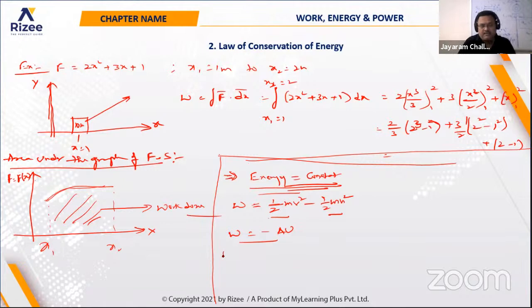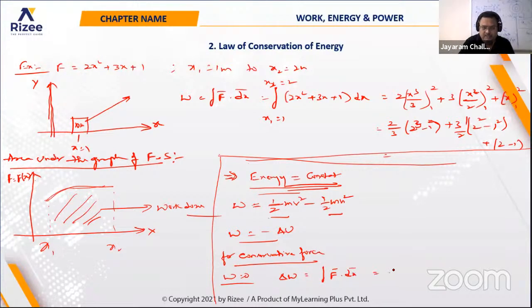So for the conservative forces, the work done will be equal to zero over a closed path. That does not depend upon the path; it is going to depend upon the initial and final points only. Then your change in the work done, delta W, will be the integral of F bar dot dx bar, which is equal to minus delta U.